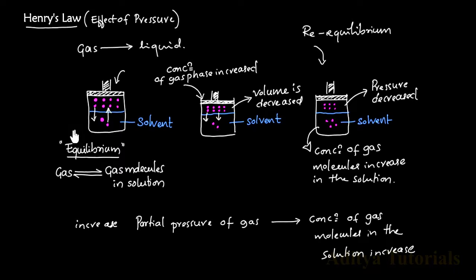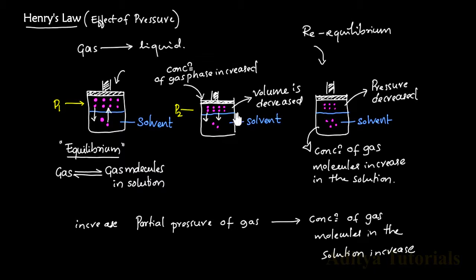Now I'll explain here. Now assume that here the pressure is P1 in this compartment, but the pressure in this compartment is P2. When P1 is there, an equilibrium is established. Check the concentration. The gas molecules above the liquid surface are more, but in the solution the gas molecules are less. But when the pressure is increased, the system is imbalanced.